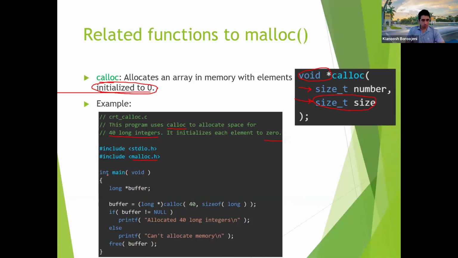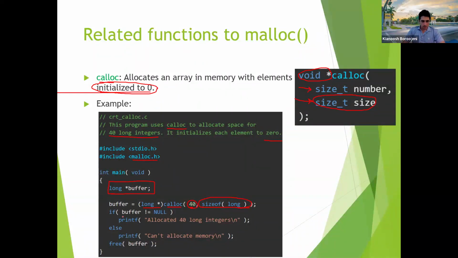Then in the main, you can simply say, let's have a long star buffer. That's always a pointer with the requested type that you want. You want an array of long, so you need to say long star. Then you say the buffer should be equal to cast to long star. Similar to malloc, you need to always cast the return value of calloc to whatever you want. Then you call calloc, and here you want 40 of these. So first you specify how many items you want, and then specify the type, whatever the size is, size of a long.